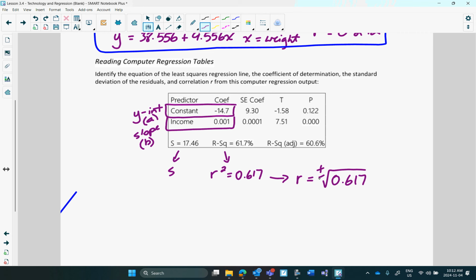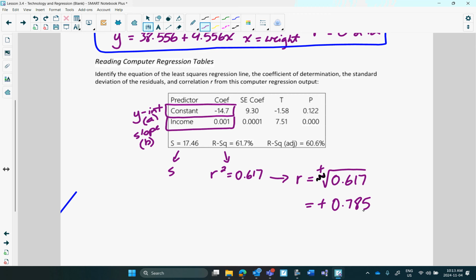Is the slope positive or negative? It's positive, which means that our answer is going to be the positive square root of 0.617, which is going to be positive 0.785. That's a pretty strong relationship.